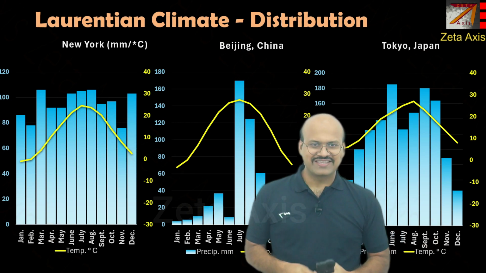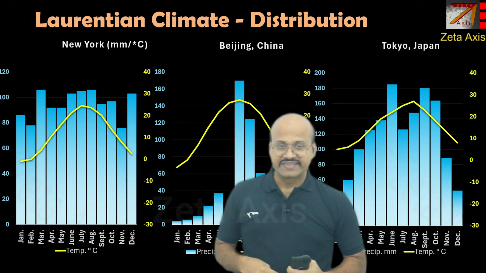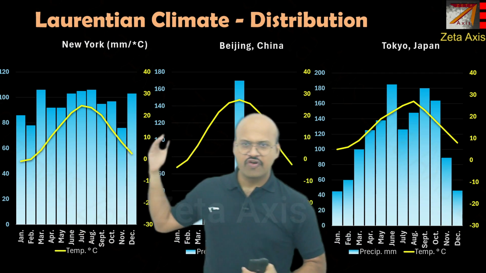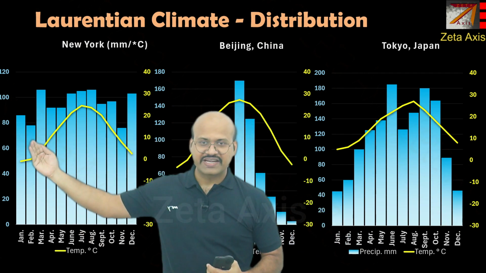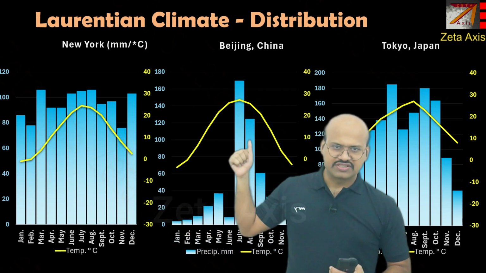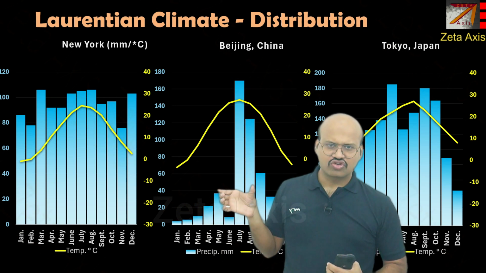Now here we can see the rain and temperature characteristics of three important cities in this region. The first is New York in the USA, where we can see there is uniform rainfall because of the maritime effect. The temperature range is also slightly less compared to Beijing. Here we can see the effect of continentality. The temperature margins are extreme and the rainfall is concentrated.